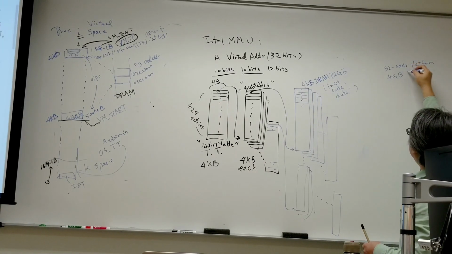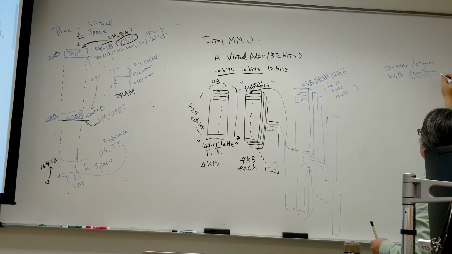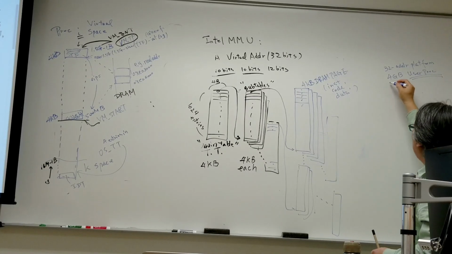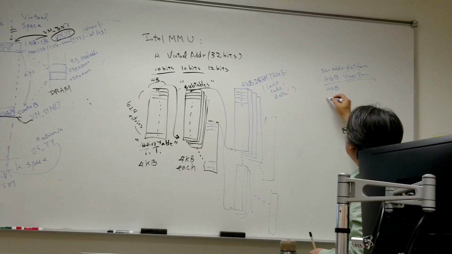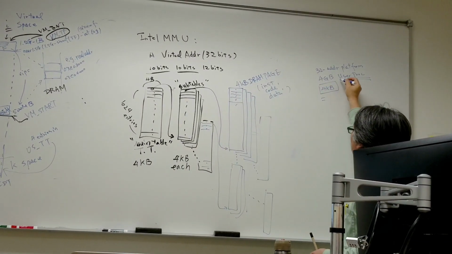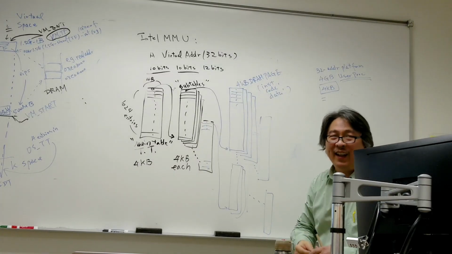So the user process can be set to roam about 4 gigabytes. 4 gigabytes over 4K bytes, how many pages? If the process uses all the total 4 gigabytes, have you tried that?